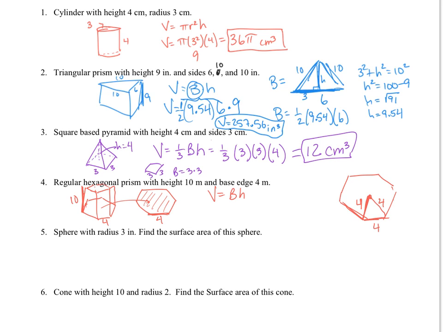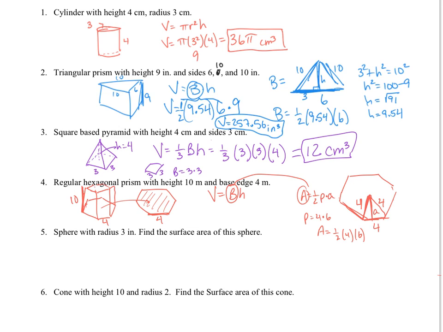So in this case, since we need to find the volume, I need to find the area of this base. The area of this base is a polygon, and the area is 1/2 the perimeter times the apothem. So that means I need to solve for that. That's my apothem. So the perimeter is 4 times 6. There's 6 sides. So the area will be 1/2 times the 4 times the 6.